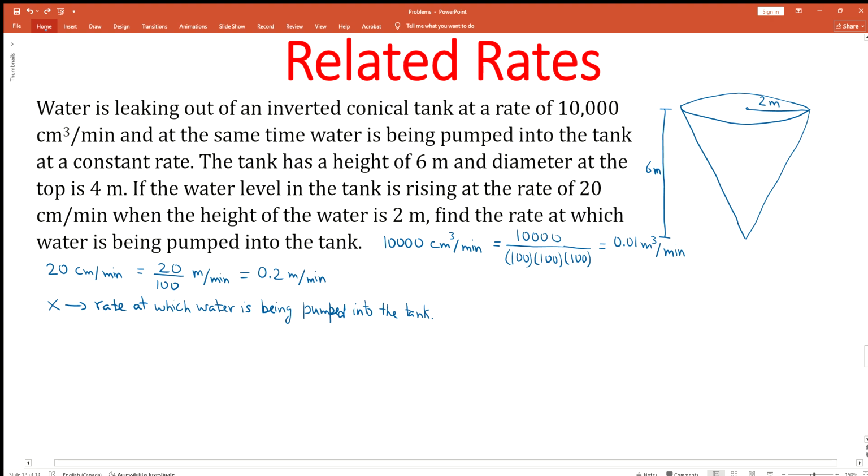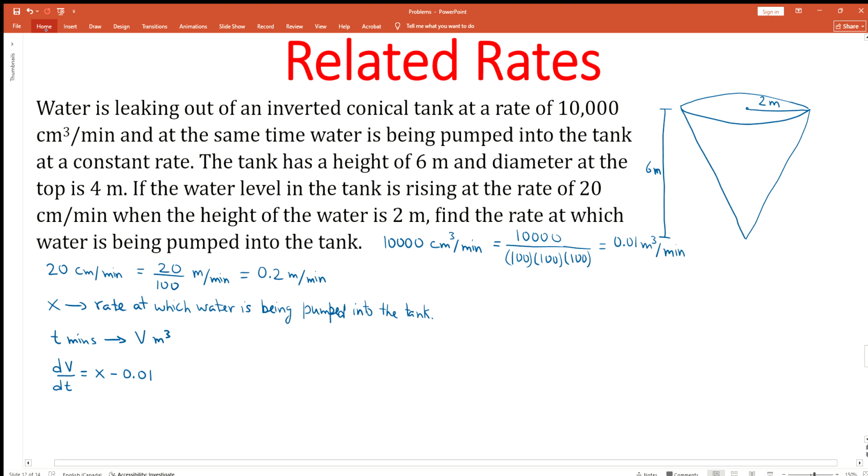Let's assume at time t minutes, the volume of water in the tank is V meter cube. So dV over dt is equal to x minus 0.01, because x is the rate at which the water is being added into the tank and 0.01 is the rate at which the water is leaking from the tank.